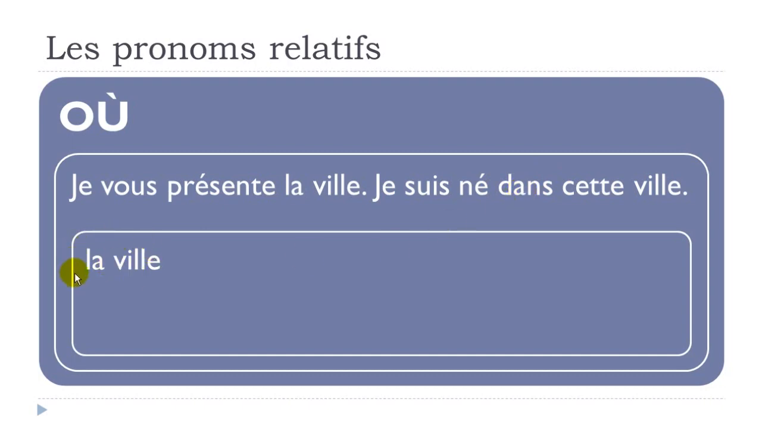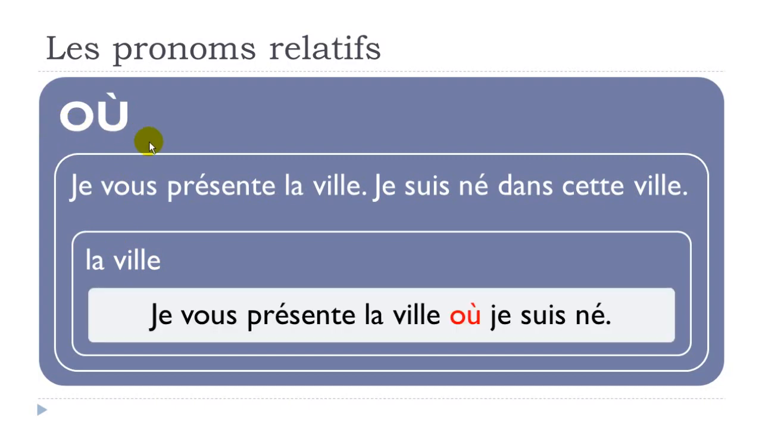So if you want to avoid repeating la ville, then you will have to use this où pronom, and the sentence will go like that. Je vous présente la ville, okay? So your first sentence doesn't change at all. Où, so you put your pronom here, and then je suis né. The rest continues like that, okay?